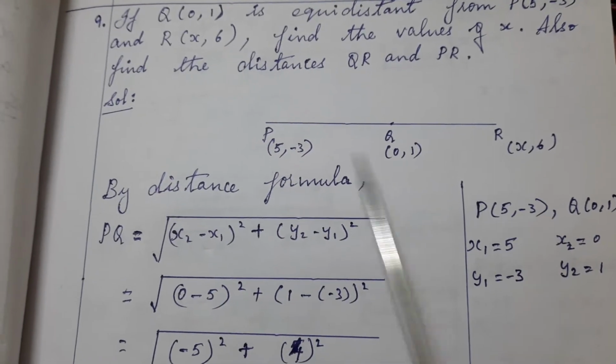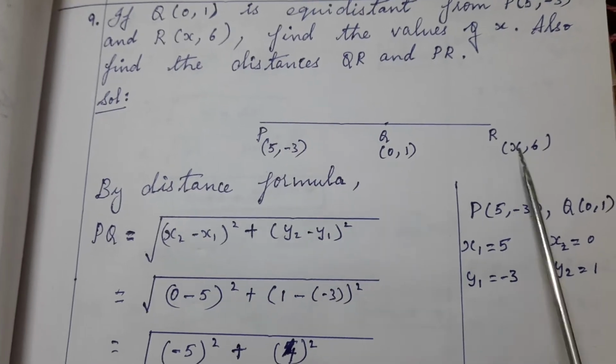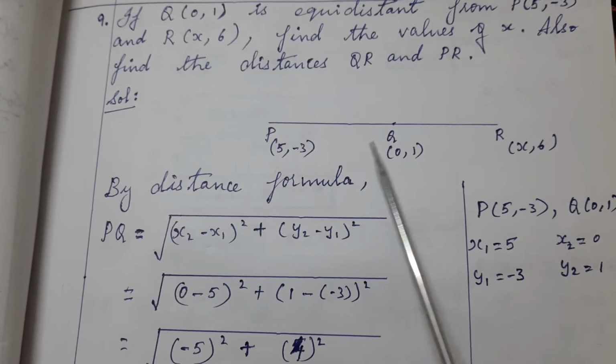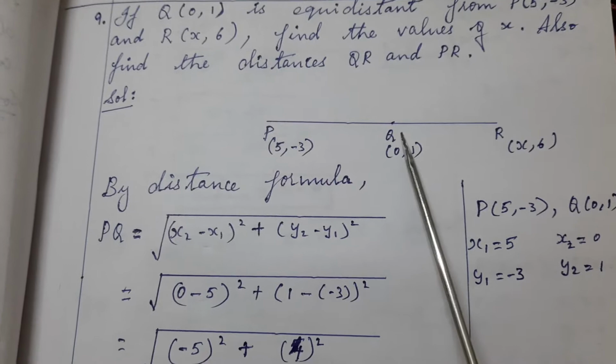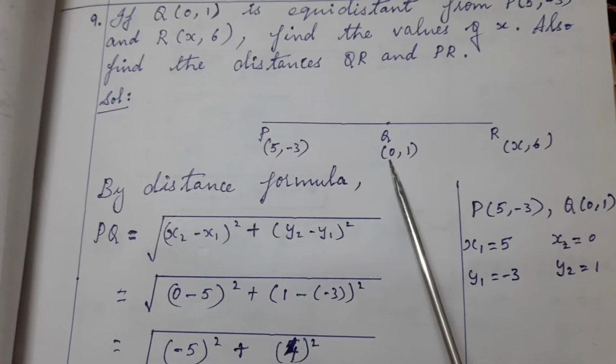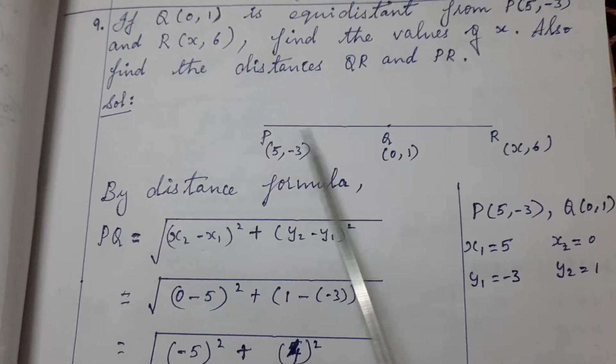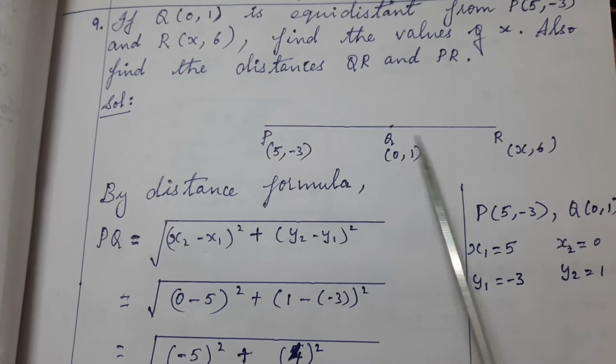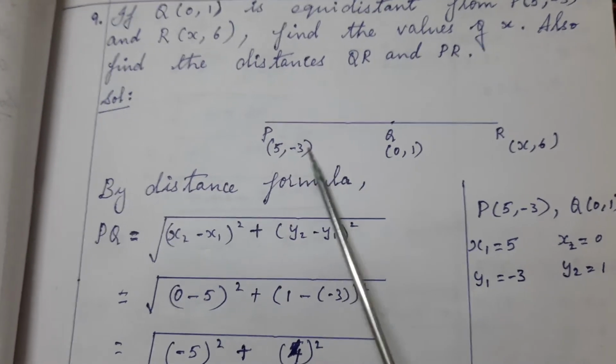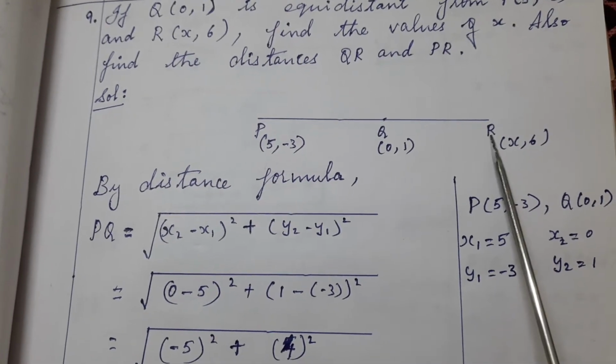P and R are the two points (5, -3) and (x, 6). Q is a point on the line whose coordinates are (0, 1). Now, it is given that Q is equidistant from P and R. That means PQ is equal to QR.